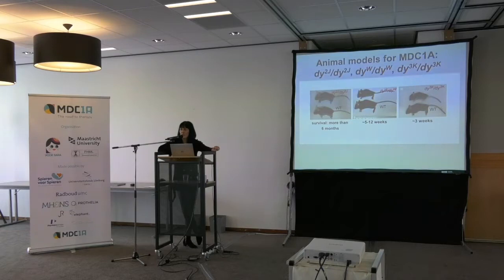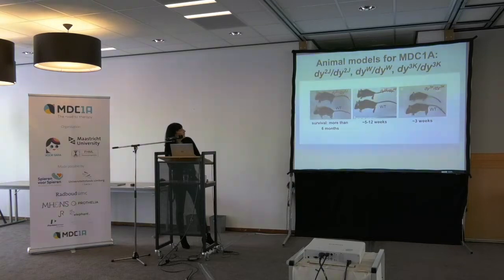These are pictures of the different animal models that are available. We mainly work with three different models. This is the mouse called the DY2J mouse, this is the mouse called DYW, and here is the DY3K mouse. These models mirror the pathology very well, so they are very good models to study this disease. The DY2J mouse has a milder form of muscular dystrophy, but it develops very severe hind leg paralysis, so they have hind leg lameness. But these mice have extended survival. They survive more than 6 months.